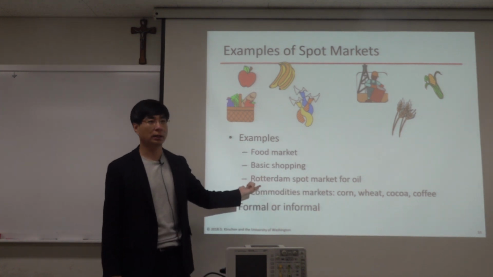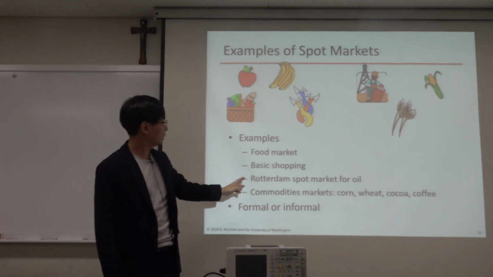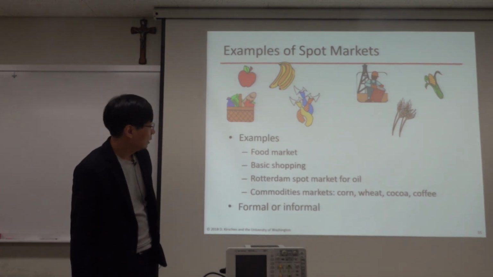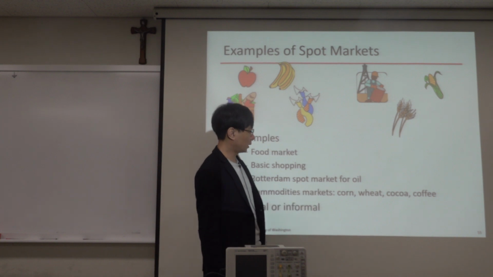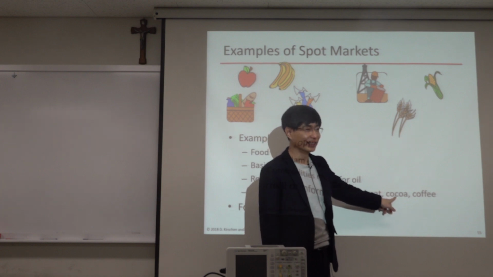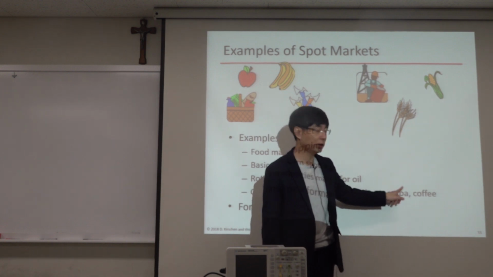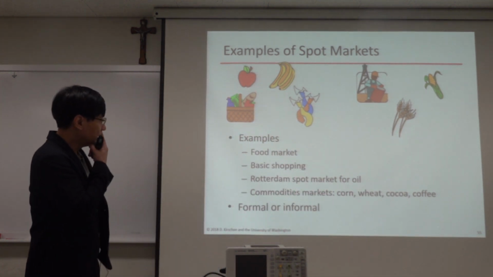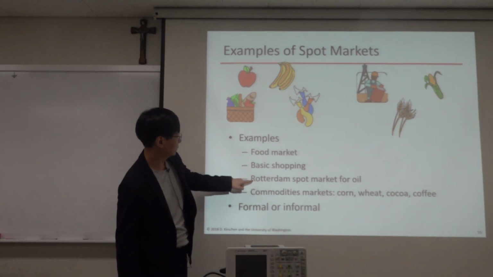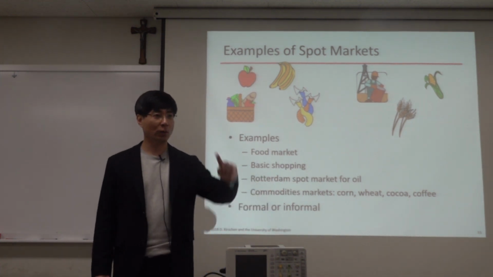Rotterdam is a city in Netherlands. Amsterdam is the biggest city in Netherlands, and Rotterdam is very close to Amsterdam, just 1 hour away. Check it. So yeah, the commodities in this market: corn, wheat, cocoa, not cocoa. This is cocoa and coffee. Sometimes this is just written C-O-C-O, cocoa. Okay, so this spot market can be formal, like this, Rotterdam spot market for oil, or informal. You can go to Yeomridong.